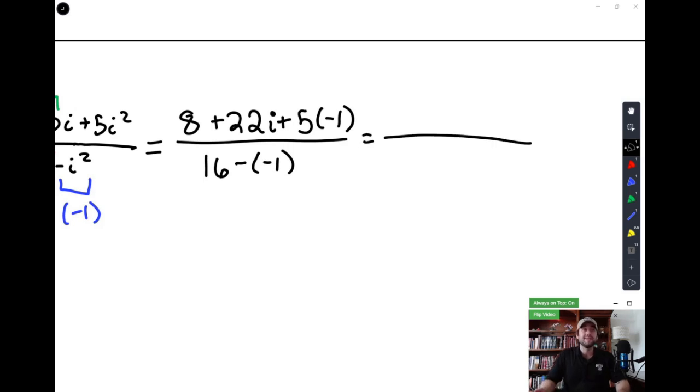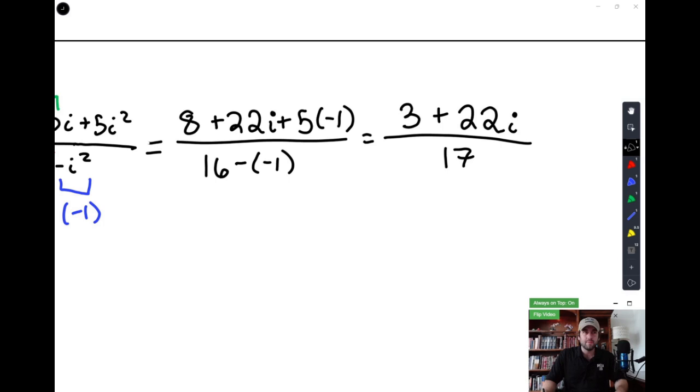And so the bottom's a little bit easier to do, and the result of the complex conjugate is so interesting. 16 minus negative 1 is 17. Yes, 17. There's the result of the complex conjugate. When we multiply by that interesting conjugate, we get a whole number on the bottom. This is the reason we multiply by a conjugate over conjugate. So the bottom reduces to a whole number, and we can split our result into the real and imaginary part. Then on the top, you get 8 plus a negative 5, which is 3 plus 22i.